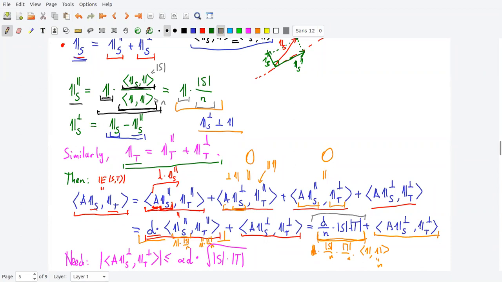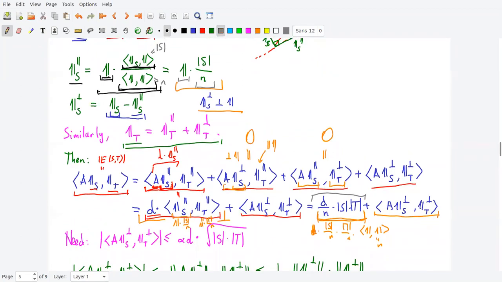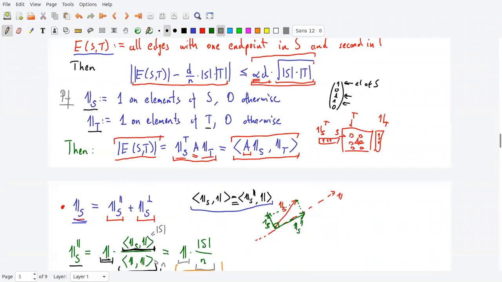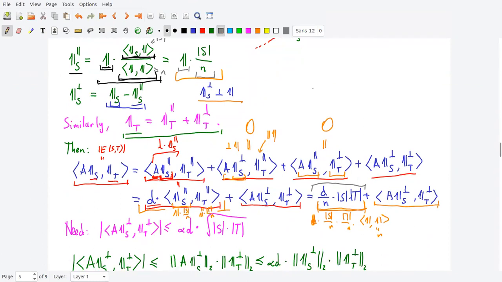D over N times size of S times size of T. So in order to prove what we wanted to prove, that the difference between the number of edges between S and T and this expected number of edges is at most this, it suffices to prove that this error term, the term corresponding to the cross product of the orthogonal parts, is bounded by what we need in absolute terms. That is, the absolute value of this cross product is at most alpha times D times the geometric mean of the sizes of S and T.